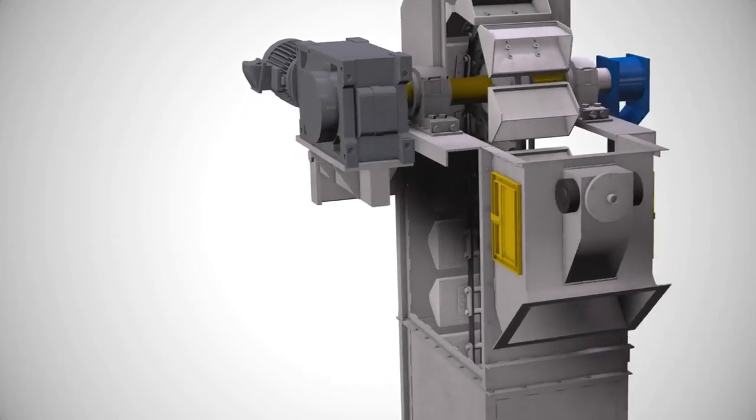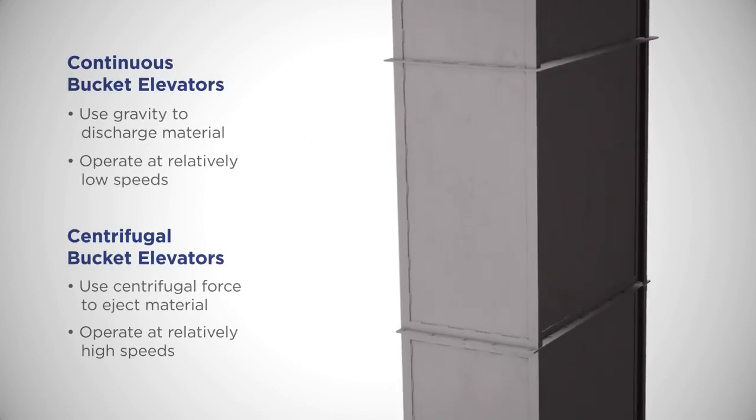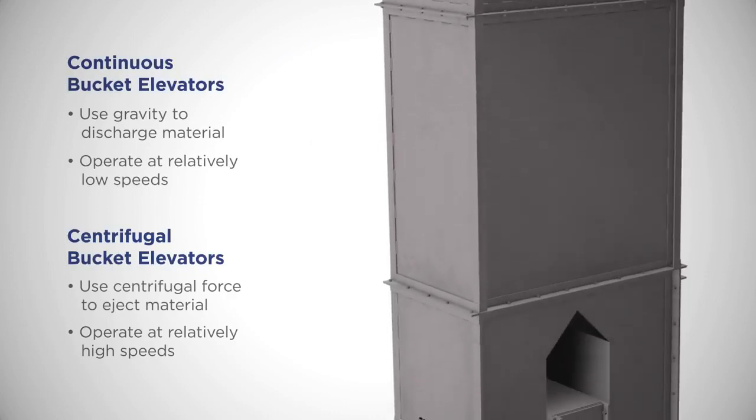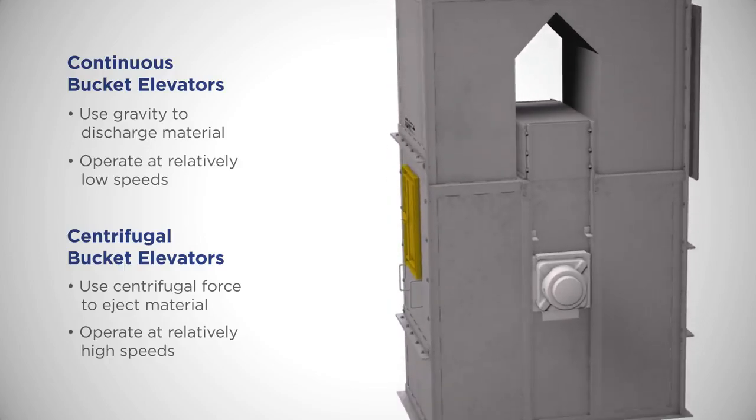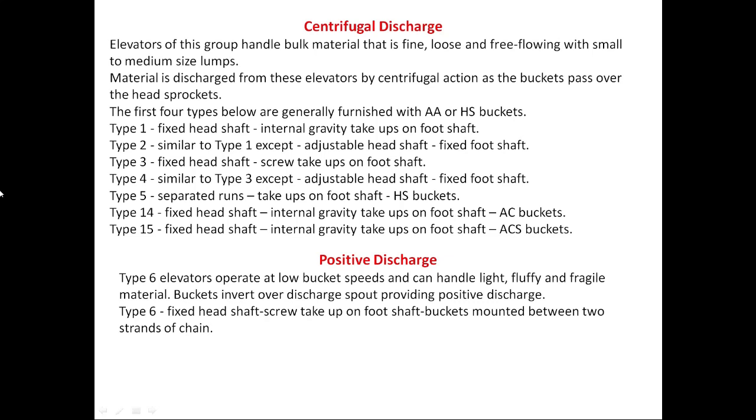Types of bucket elevators. You can see in the picture, centrifugal discharge and positive discharge. Type 1, Type 2, Type 3, Type 4, Type 5 are under centrifugal discharge. For centrifugal discharge, elevators of this group handle bulk material that is fine, loose and free flowing with small to medium sized lumps. Material is discharged from these elevators by centrifugal action as the bucket passes over the head sprockets.